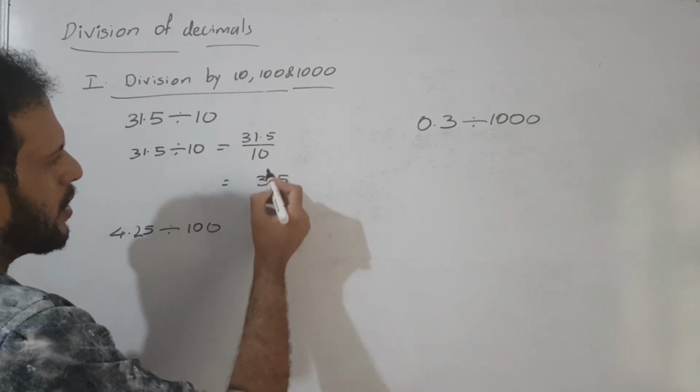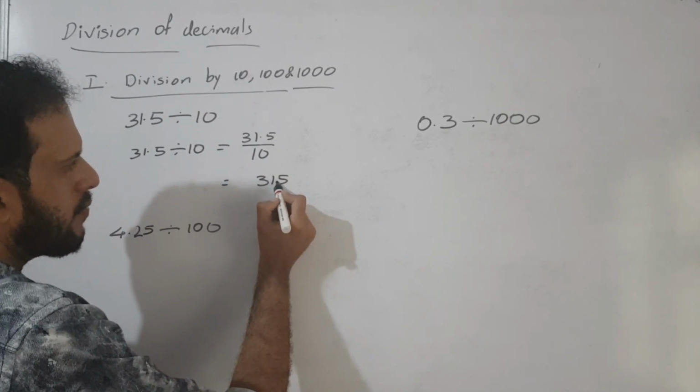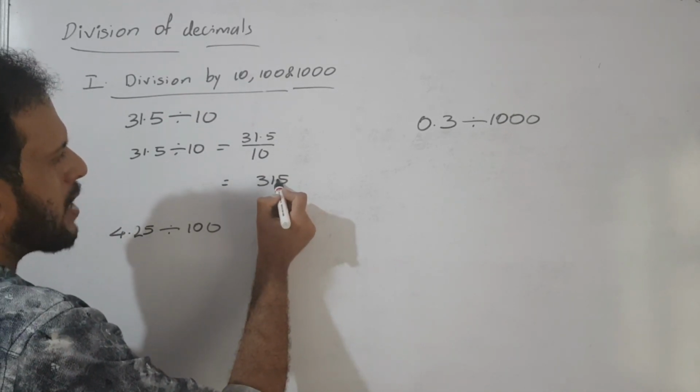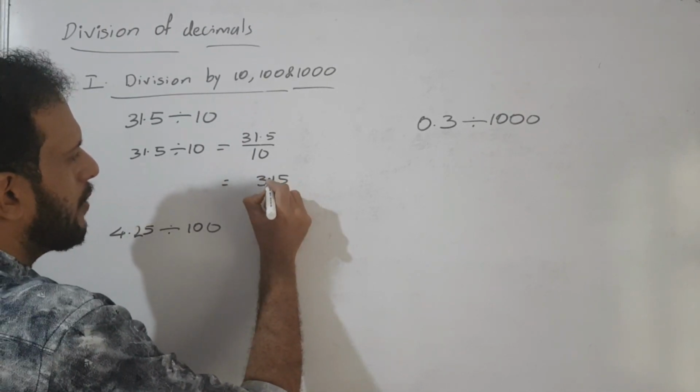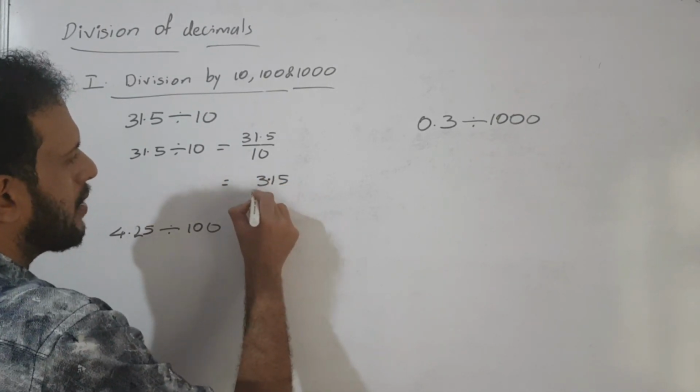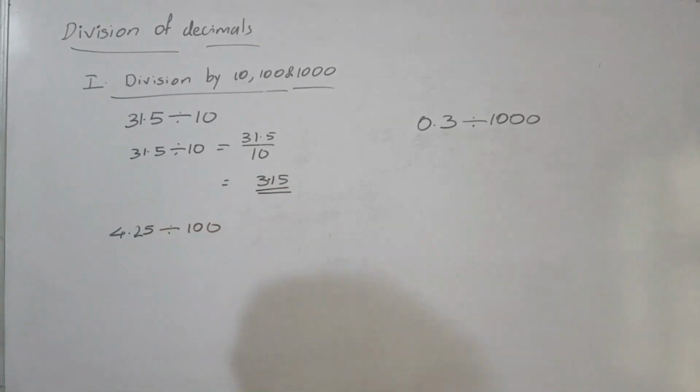So we write the number 315. The decimal point now is in front of 5. How many steps? One step. The decimal point moves one step forward. So where is the decimal point? In front of 1. So the answer is 3.15.